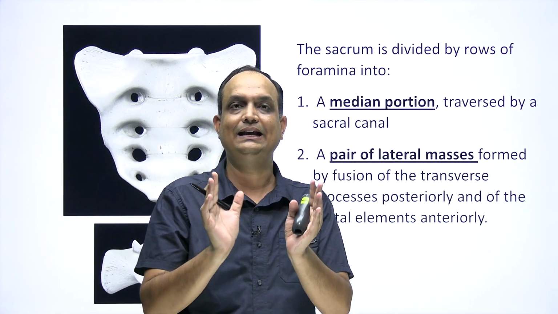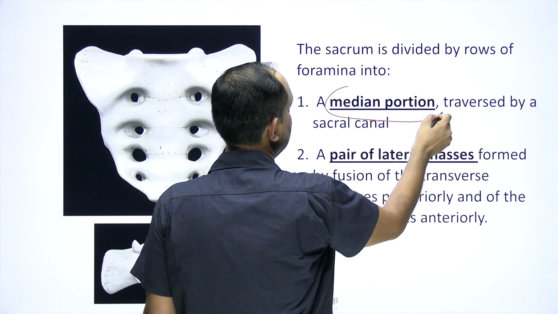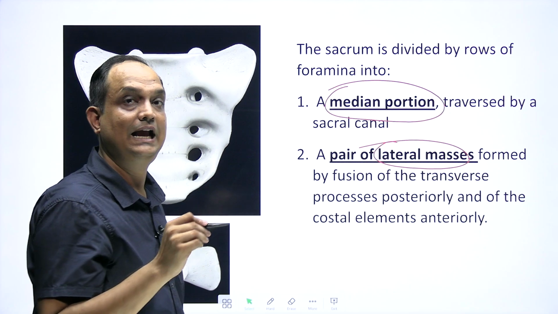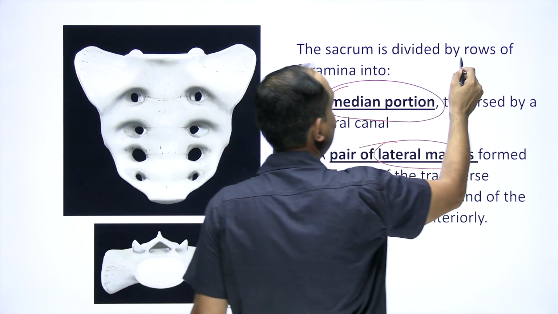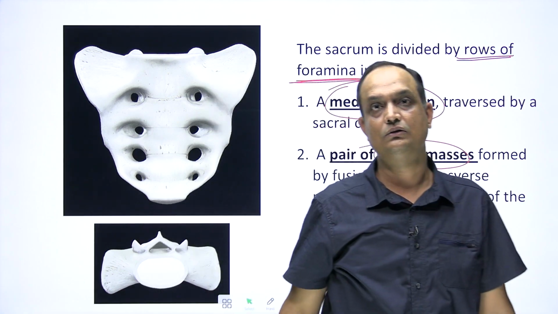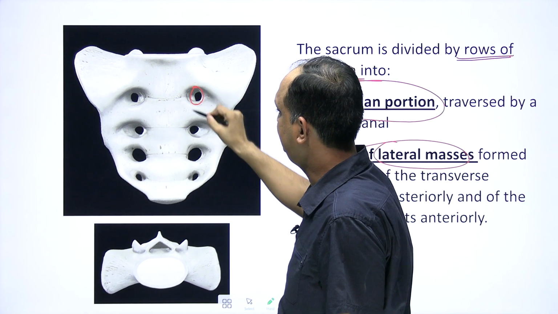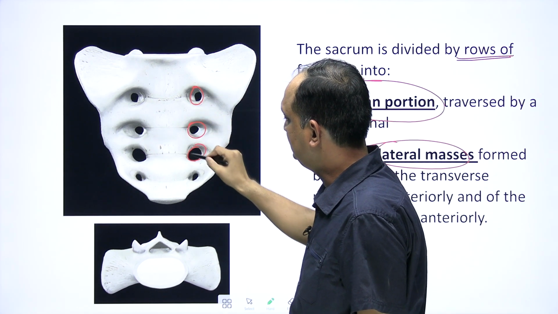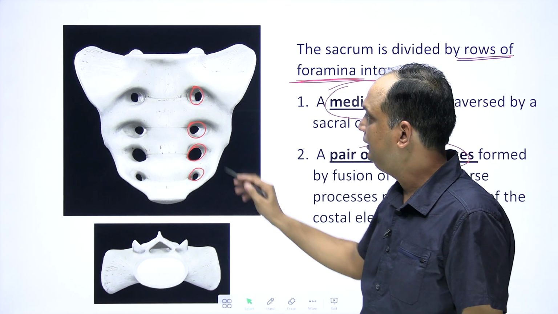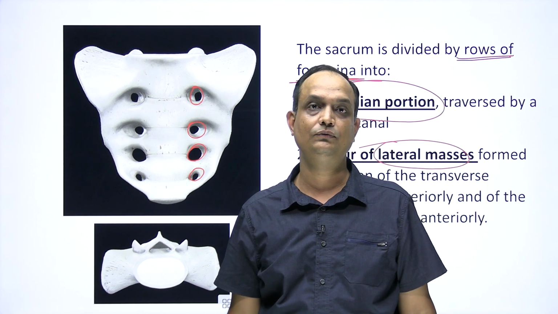If you see the sacrum, you will divide it into two major areas, the midline and the lateral masses. And what is the line of demarcation? It is divided by the rows of foramina, which are known as ventral and dorsal foramina. On this bone you can see the foramina on the ventral surface, known as ventral sacral foramina, and the foramina on the dorsal surface, known as dorsal sacral foramina.